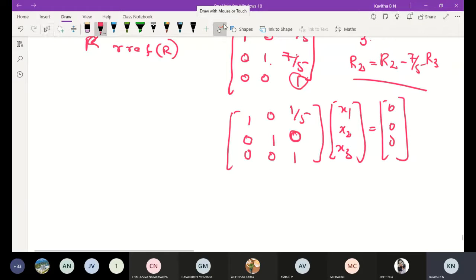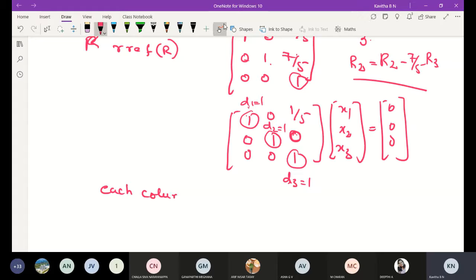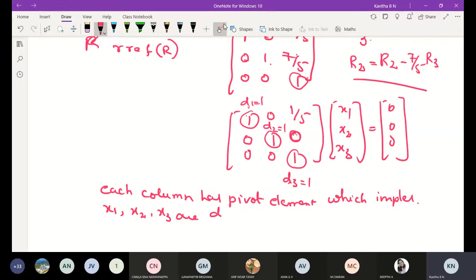Next observe here, each column is having a pivot. First column D1 is 1, D2 is 1 and D3 is also 1. This is the pivot element. Each column has a pivot element, which implies x1, x2 and x3 are dependent.